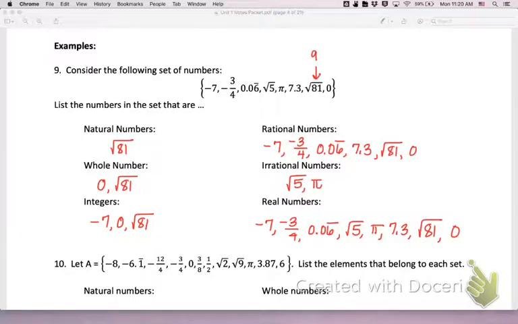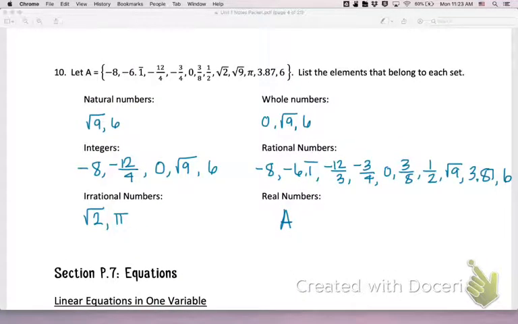All right? Take a moment, put the video on pause, and try number 10 as a quick check to see if you've got it. And I will post the answers in 3 seconds. All right, here are your answers.